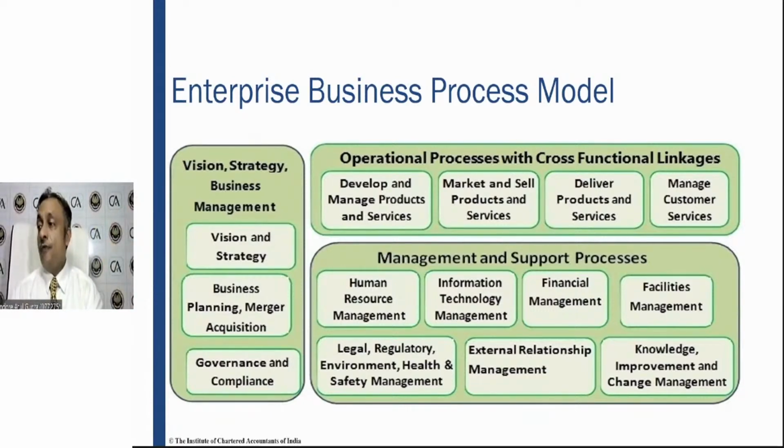So that is vision and strategy. Very good. The first bracket that is hit is vision and strategy: what I want to become, how I want to become. Then the rest is all the implementation part. Let us read through them. So enterprise business process model: vision and strategy, business planning, merger.